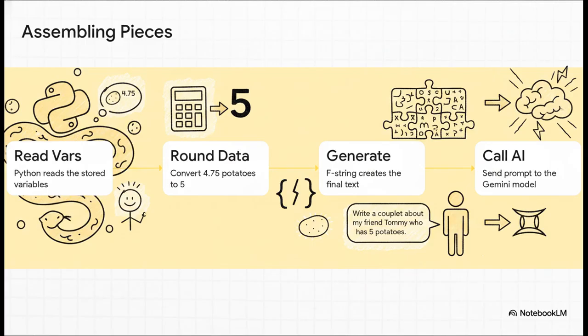Let's break down the exact sequence here because it shows how beautifully these pieces just snap together. Step 1. Python reads our variables. It sees Tommy and 4.75. Step 2. It hits that curly brace, executes the round function, and instantly converts Tommy's 4.75 potatoes into a neat whole number 5. Step 3. The f-string finishes its job and generates the final clean text, write a couplet about my friend Tommy who has 5 potatoes. And finally, step 4. That modular building block we imported way earlier, the print LLM response function, takes that perfectly crafted dynamic string and fires it straight off to Gemini.